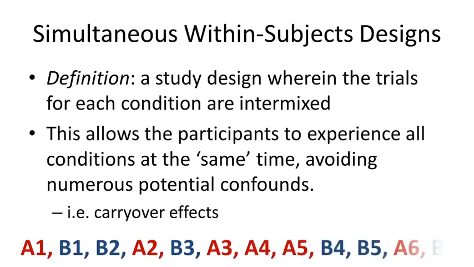Here's how that kind of simultaneous within subjects design might work. If you look down here at the bottom, you have one trial of condition A, one trial of condition B, another trial of condition B, and then we go back to A, and then B, and then A, B, B, A, B, and so on. You just keep alternating randomly between the two. That's how the simultaneous within subjects design works. So that can be a great way to handle things like carryover effects.